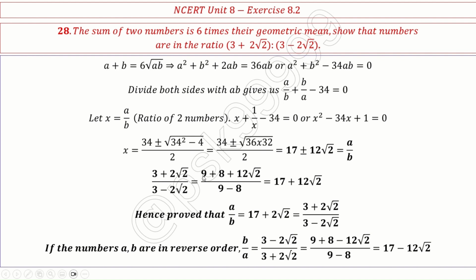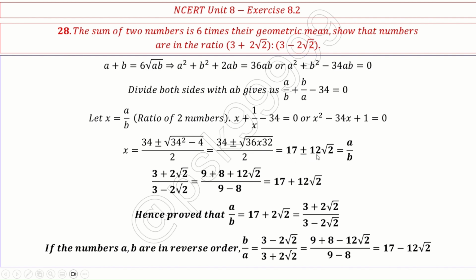3 square, that is 9. 2 root 2 square, which is 8, plus 2 times 3 into 2 root 2, which is 12 root 2. Okay, divided by 3 square minus 2 root 2 whole square, which is 9 minus 8. So you will get 17 plus 12 root 2. Okay, this is what you will get. So the ratio of those two numbers is same as this one. Okay, so hence this is proved.